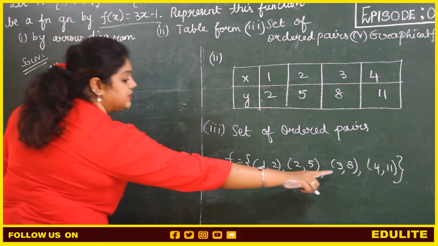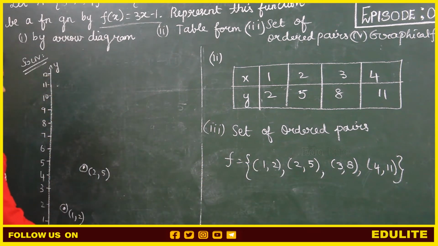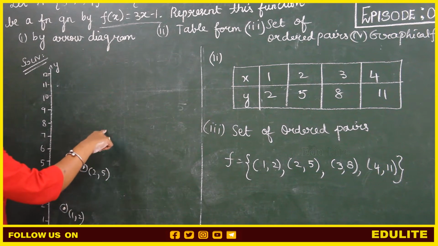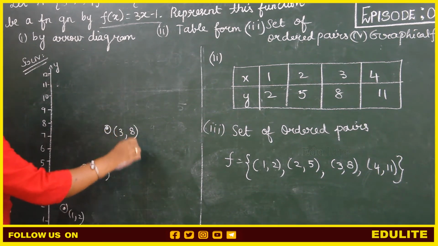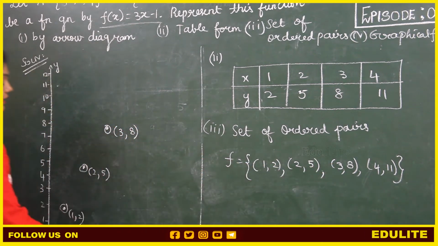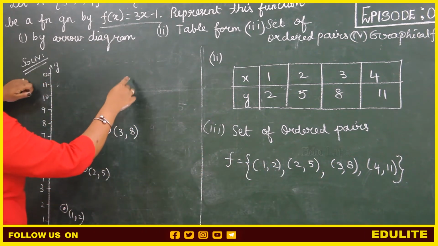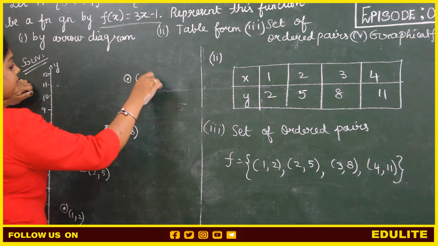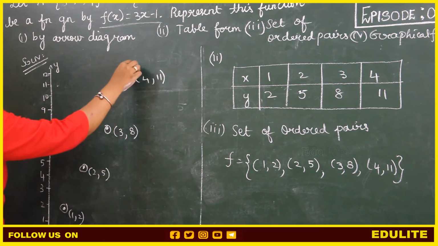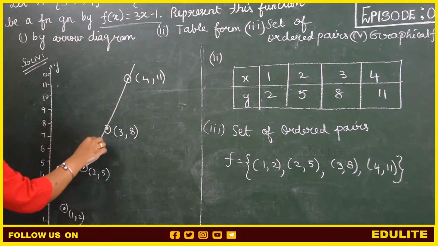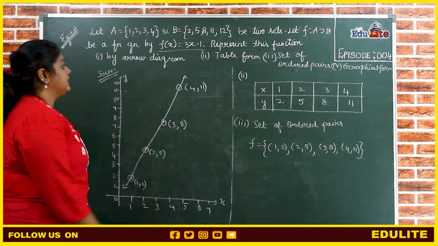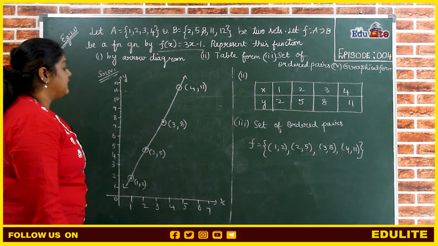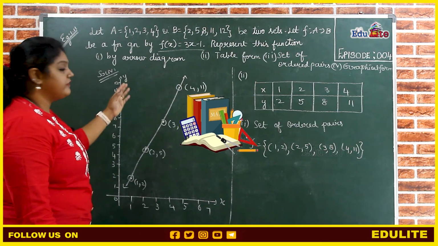The third point is (3, 8). At x it is 3 and at y it is 8. Therefore we plot accordingly at (3, 8). The fourth point is (4, 11). Along x it is 4 and along y it is 11. We have to join all the points we have plotted in the graph with a straight line. So this is the graph representation for the given function.